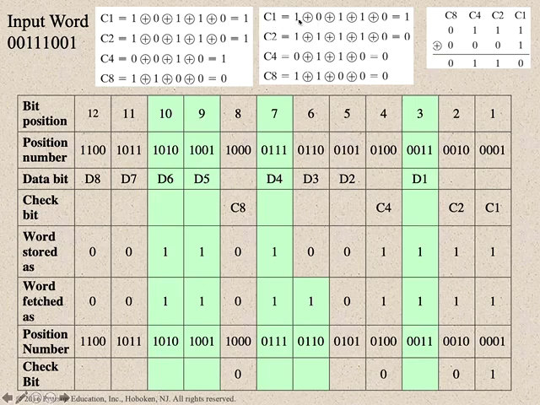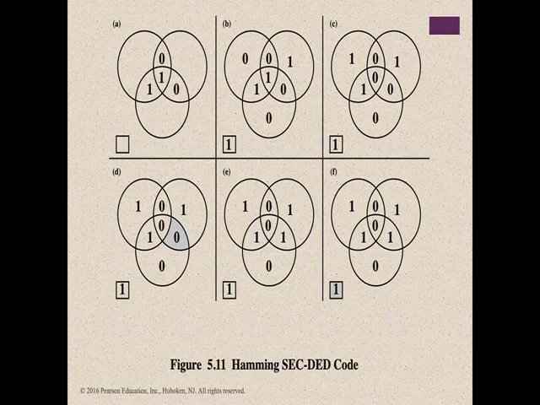We check them again. The value of C1 should be 1. It's the same as this one. C2 is changed. C4 is changed. C8 is the same. But how do we know which position is changed? We exclusive OR C1, C2, C4, C8, the one that is stored, 1, 1, 1, 0, and the one that is retrieved, 1, 0, 0, 0. If you exclusive OR, it's 0, 1, 1, 0, which is number 6, and this is the bit that is changed.